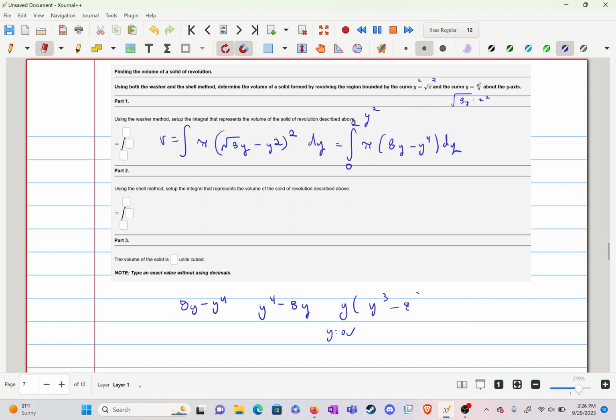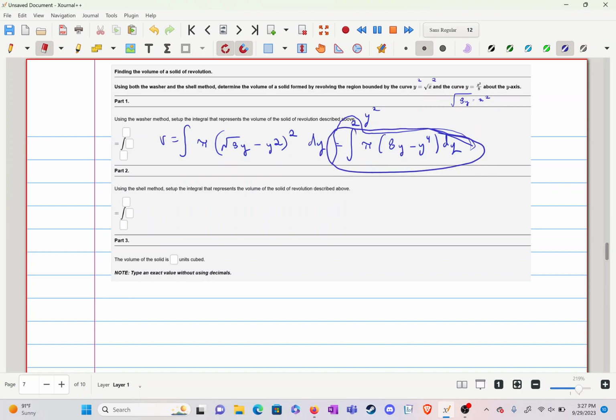Let's erase all that work. 0 to 2, pi times our top minus bottom squared dy. And that is our volume.